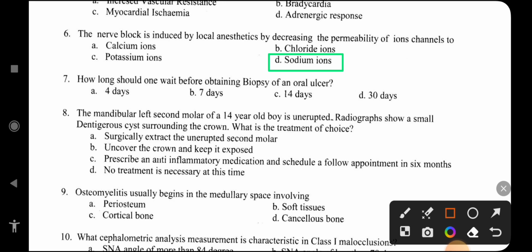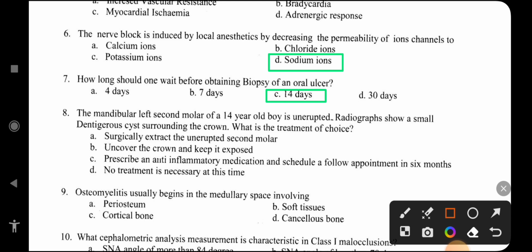Next question is how long should one wait before obtaining a biopsy of an oral ulcer? Options are 4 days, 7 days, 14 days, or 30 days. And the correct answer is 14 days. We should wait before obtaining a biopsy of an ulcer for 14 days.